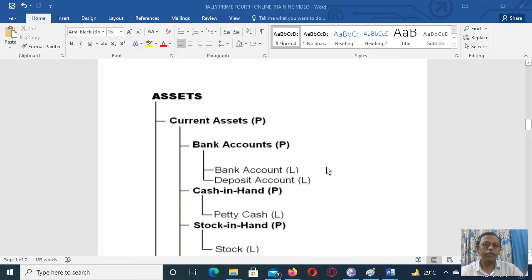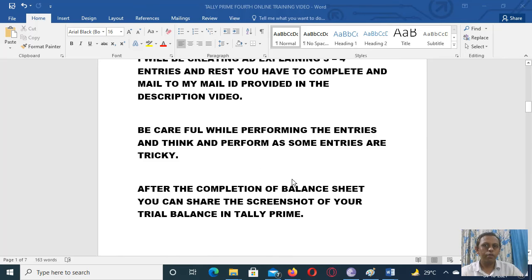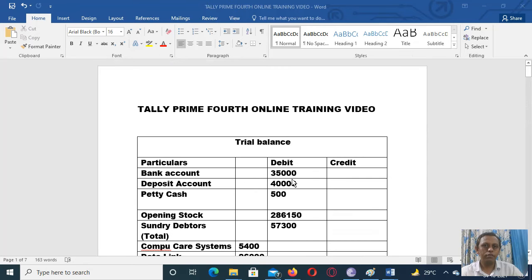So let's get started. I will explain first, and then we will perform the transaction. Now, assets. There are current assets, which is given here as P, that is primary group. So what you have to create is bank accounts. So the ledgers will be bank accounts and deposit accounts. Bank accounts and deposit accounts come under the asset side, current assets.